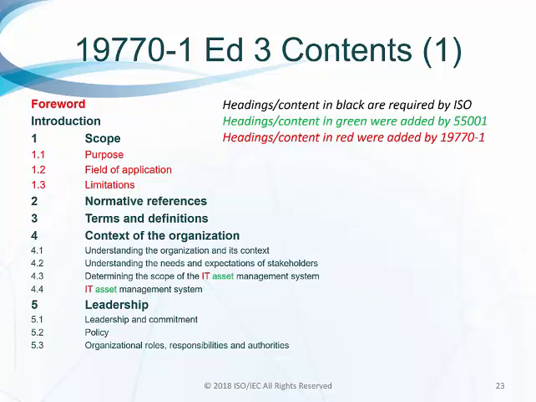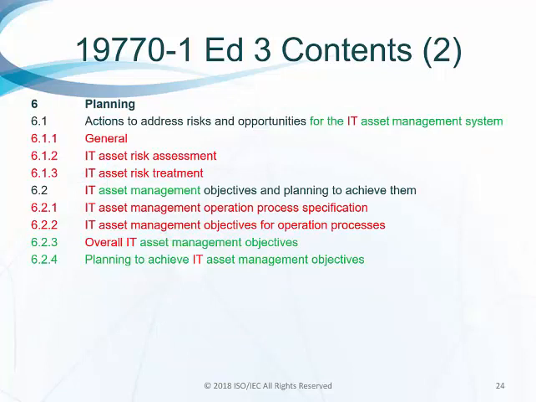The first additions there under scope aren't significant other than explanatory, really. And again, under context of the organization and leadership, you can see that the additions in principle are fairly minimal. When we get into clause 6, planning, that's where we start to see significant IT-specific additions. 6.1.2 and 6.1.3 are the way we address risk, which is the same way as it's addressed in principle in 27001 for information security management.